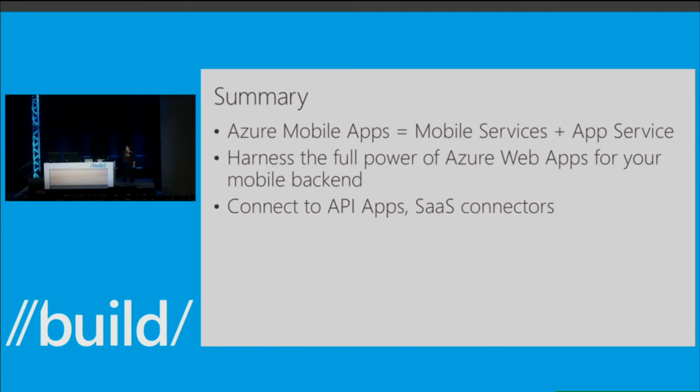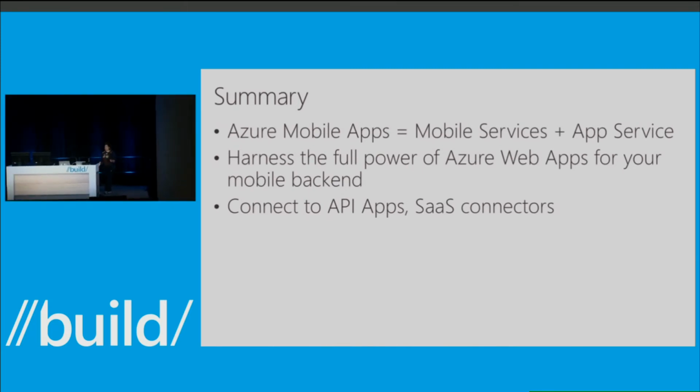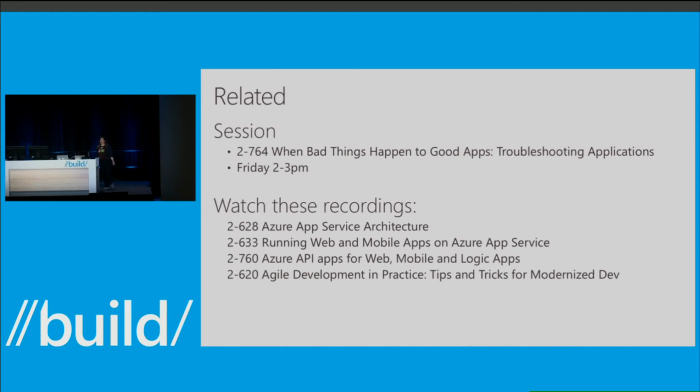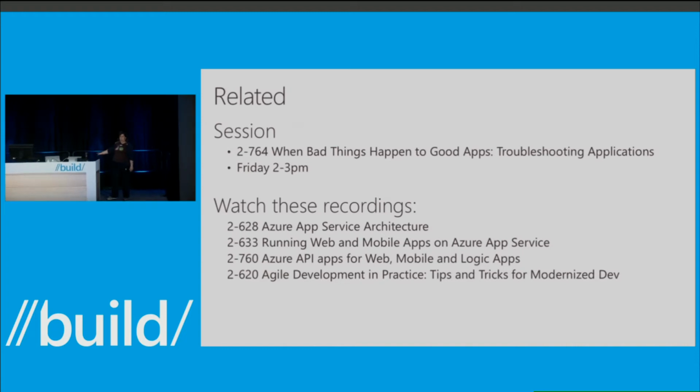So in summary, Azure Mobile Apps is really mobile services plus app service. It's the power of mobile services running on web apps. And this means that now you can connect to API apps and SaaS connectors, but you also get a ton of hosting benefits that Azure Web Apps provides you. So as I said, all of the sessions on Azure Web Apps apply here. Most of them have already happened. There's one tomorrow that I recommend that you see, which is going to talk about how you troubleshoot applications. And there's also a bunch of ones that you can see the recordings of. And all of these things will apply to your backend code for mobile apps.